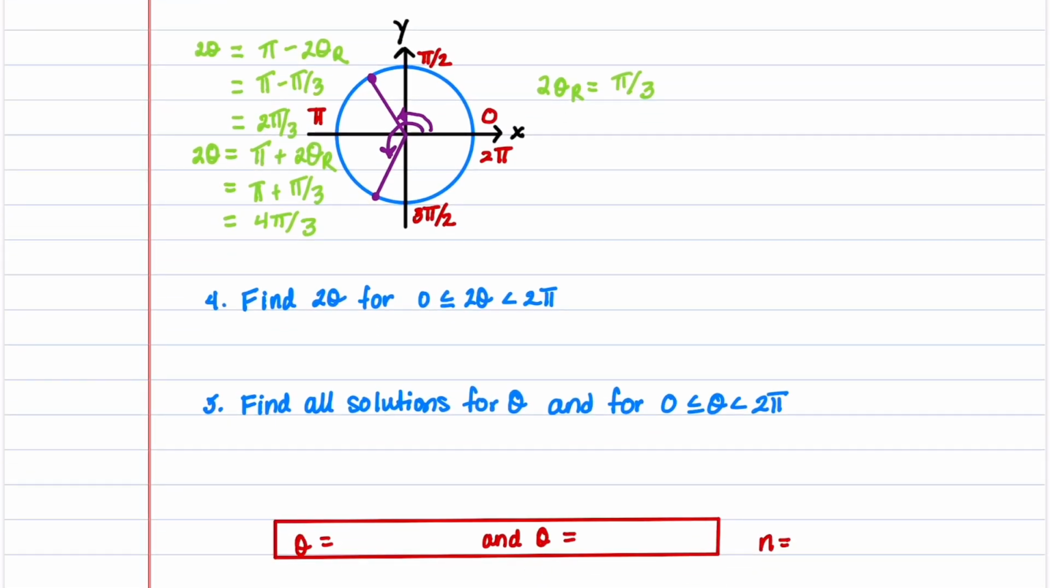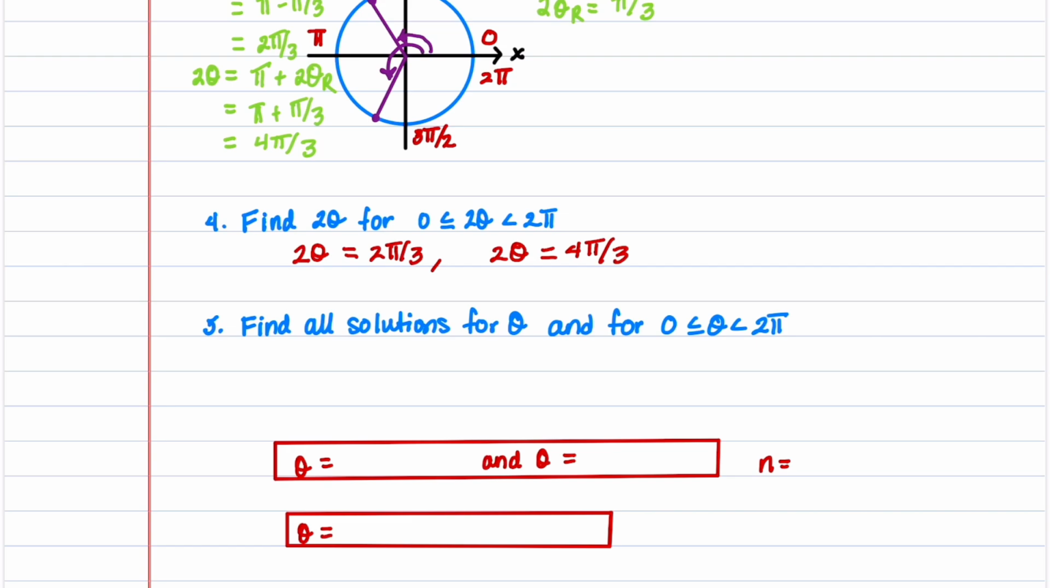Let's now write down what we got from our step 3. We found that 2 theta in quadrant 2 was 2 pi over 3, and in quadrant 3, we found that 2 theta was 4 pi over 3. Our solutions for all theta are 2 theta is equal to 2 pi over 3 plus 2n pi, because cosine is 2 pi periodic, and then we have 2 theta is equal to 4 pi over 3 plus 2n pi.